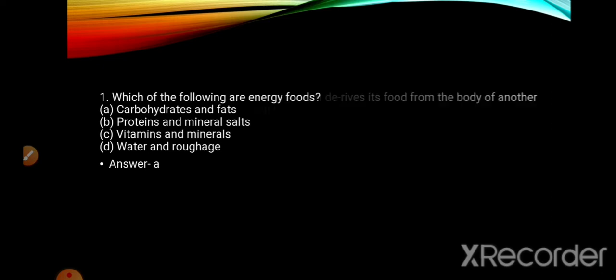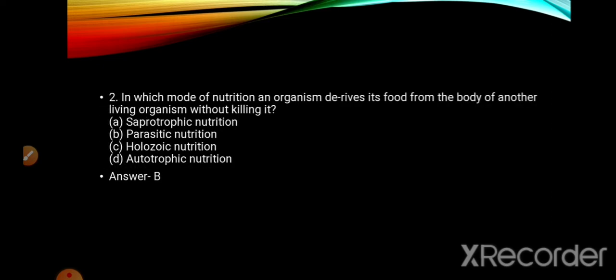Okay, so the next question is, in which mode of nutrition does an organism derive its food from the body of another living organism without killing it? So we are first of all discussing the terms, in case you forgot. What is saprophytic nutrition? Saprophytic organisms take food from dead and decaying organic matter, like fungi and soil bacteria.